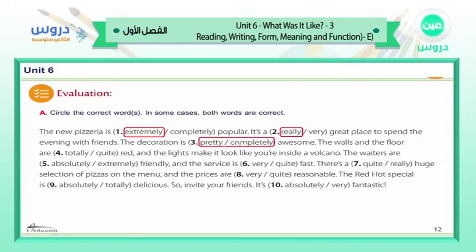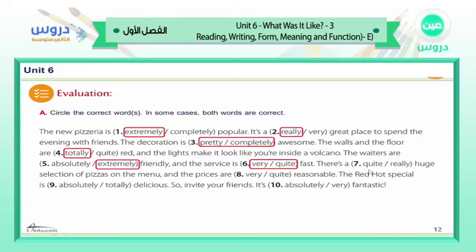The decoration is pretty or completely awesome. We can use them both. The walls and the floor are totally red or quite red. Totally red. Excellent. And the lights make it look like you're inside a volcano. The waiters are absolutely or extremely friendly. Extremely friendly. And the service is very fast or quite fast? Both. You can say very fast or quite fast.